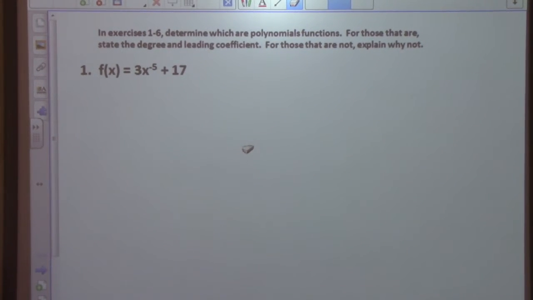Okay, we are going to be going over these first 6 exercises that are basically looking at functions, and we determine whether or not they're polynomial functions. For those that are, state the degree and leading coefficient. For those that are not, explain why not. So what we're going to have really is a discussion, kind of, because now, do you know the definition of a polynomial or polynomial function?